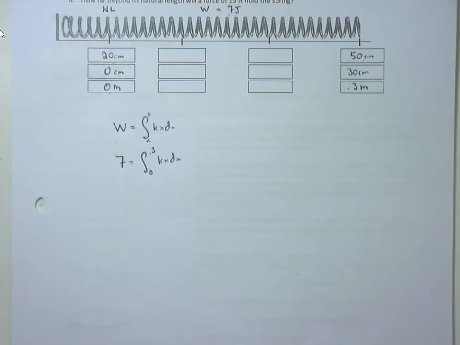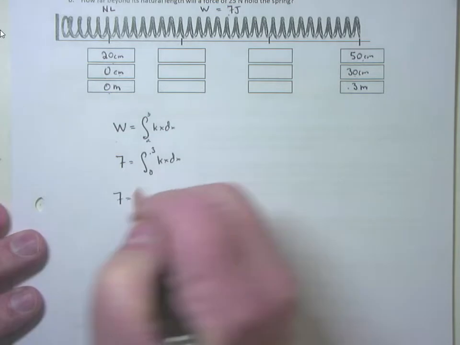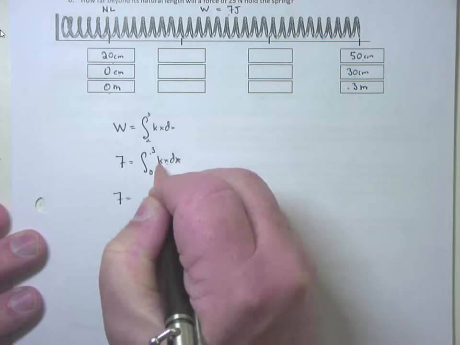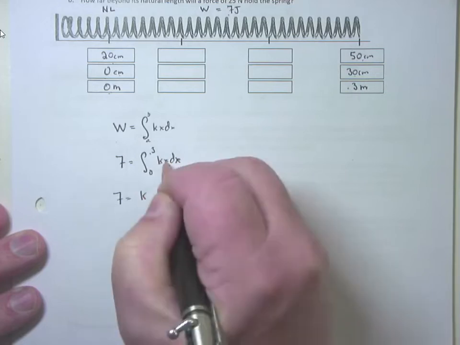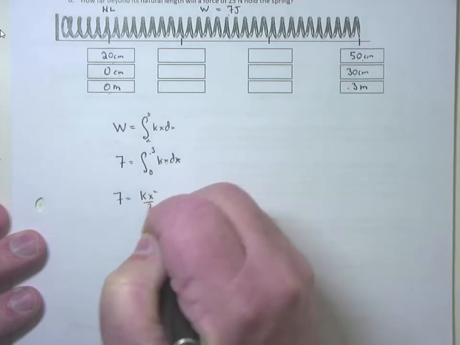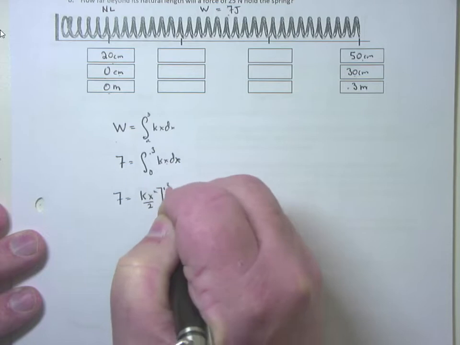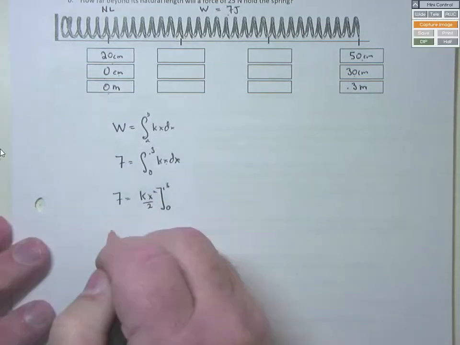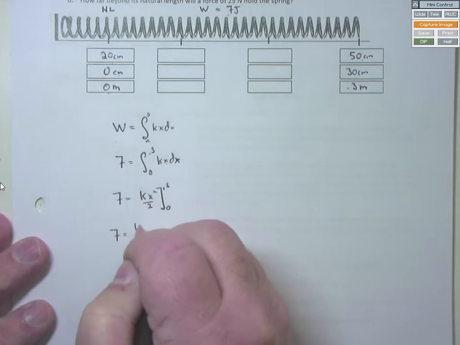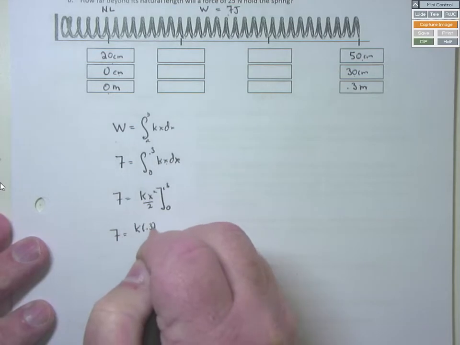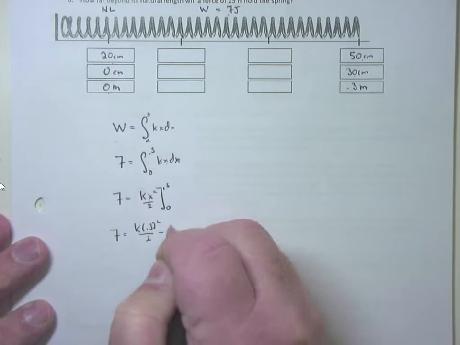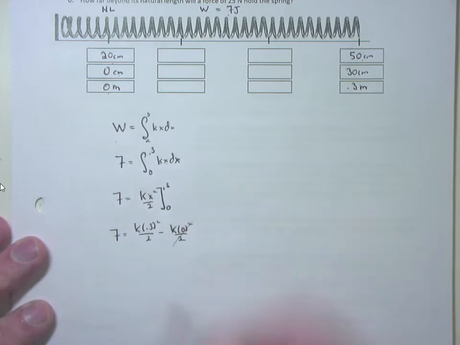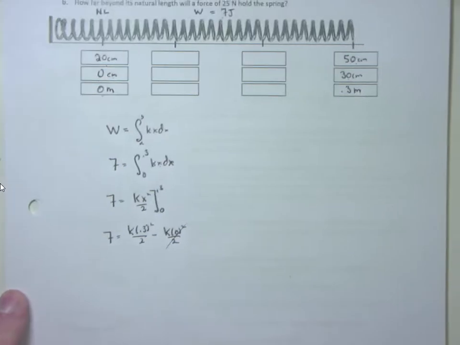Let me show you. So 7 is equal to the integral of kx dx. Now integrate with respect to x, k is a constant. It holds over. Integral of x is x squared over 2, evaluated from 0 to 0.3. According to the fundamental theorem, you plug in top minus plug in bottom. So 7 is equal to k times 0.3 squared divided by 2 minus k times 0 squared divided by 2. Well, 0 squared divided by 2 is 0, so that part goes away.